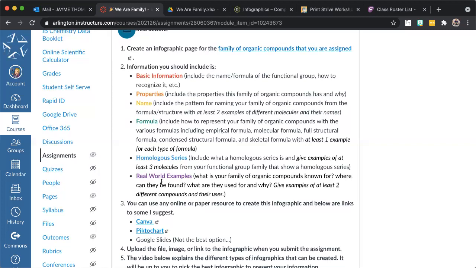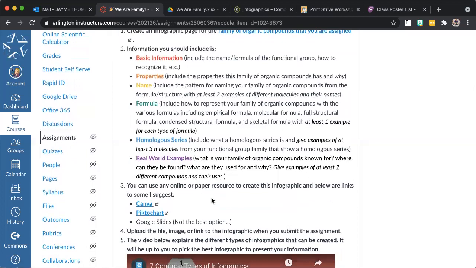So what is your family of organic compounds known for? And where can they be found? What are they used for? Why? Those are some questions to consider when you're looking for examples of real world uses or real world applications of your family of organic compounds. And I want you guys to have at least 2 different compounds and their uses. You can use any online or paper resource.